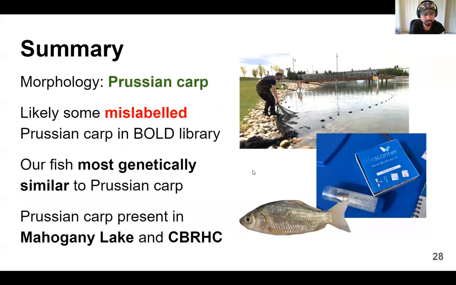So in summary, morphology confirms that our samples are indeed Prussian carp. BOLD's results, our DNA barcoding results, were inconclusive, likely because of some mislabeled Prussian carp in BOLD's library that were labeled as Prussian carp or goldfish. Otherwise, our fish are most genetically similar to Prussian carp than those 2 fishes when using statistics. These evidences confirm that Prussian carp are present in both Mahogany Lake and CBR-HC.